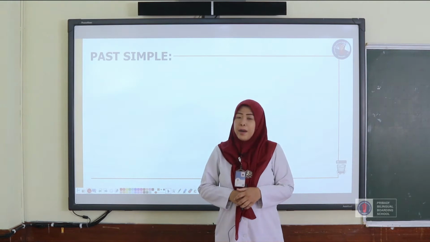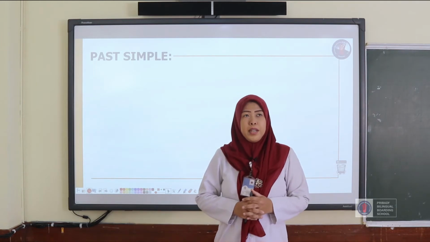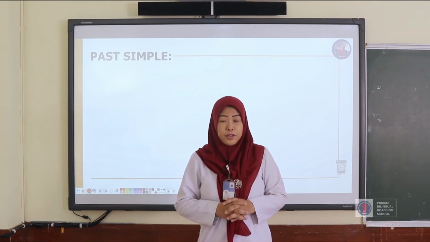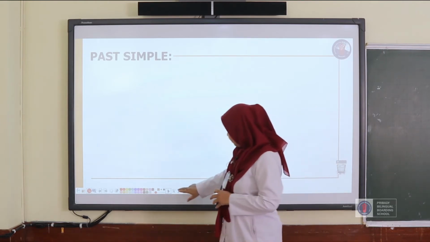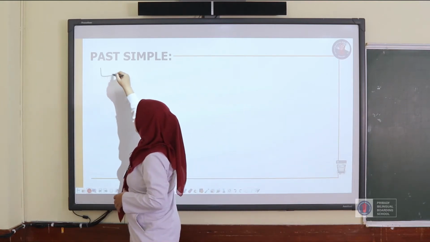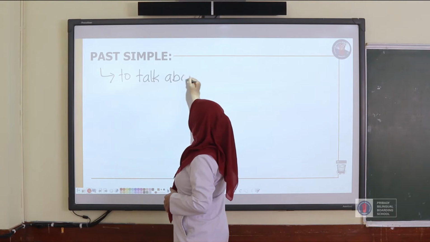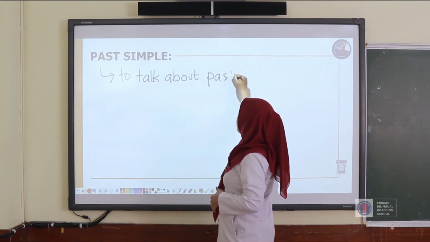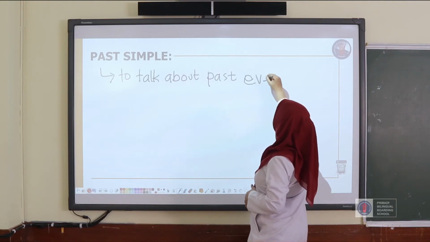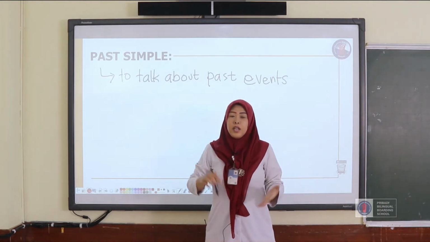We're going to review the past simple. I know we had this when you were grade 3, but it was just a bit of explanation. So now we're going to have a review about past simple. Past simple is to talk about past events, something that already happened in the past and is already done.